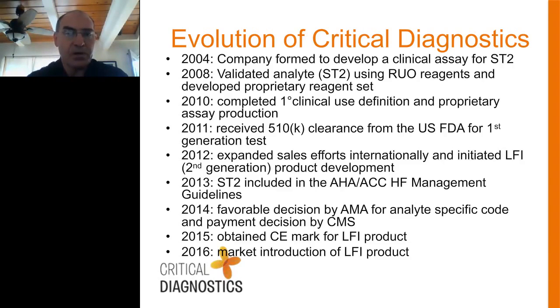In 2012, we began to expand that from our US launch into an international sales effort, and also began development of a second generation product, which was based on lateral flow technology. So very similar to the home pregnancy test type of technology, a little bit more sophisticated in that it's quantitative and uses an instrument reader, but a rapid test that could emulate the performance of the first generation test.